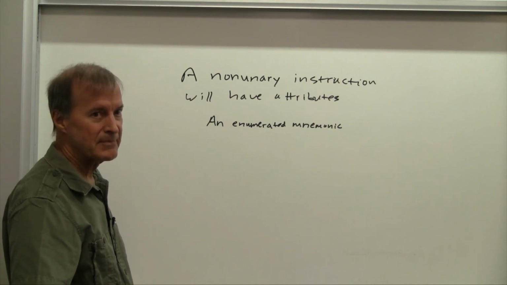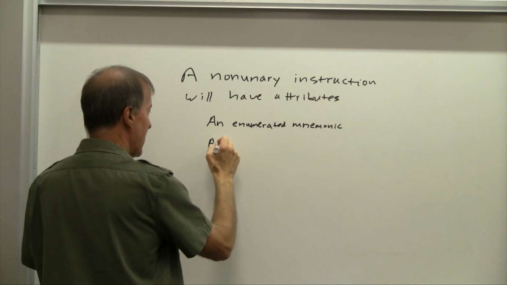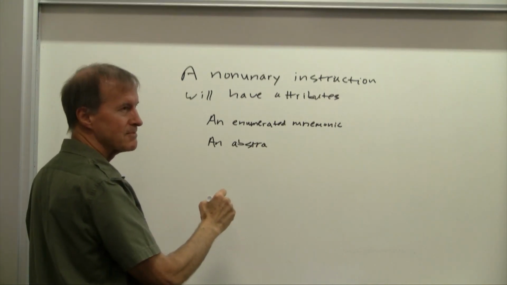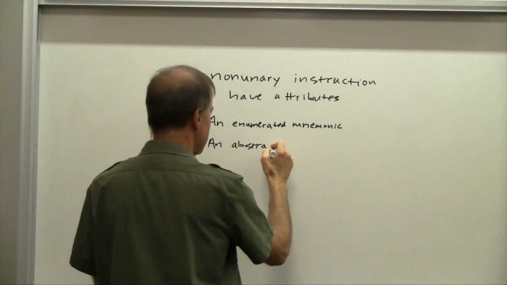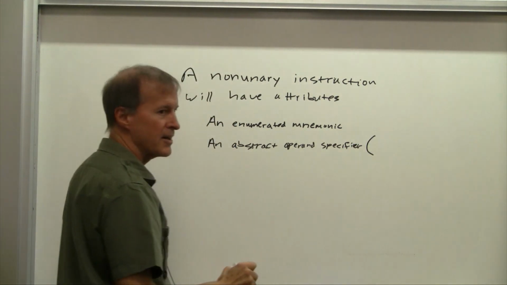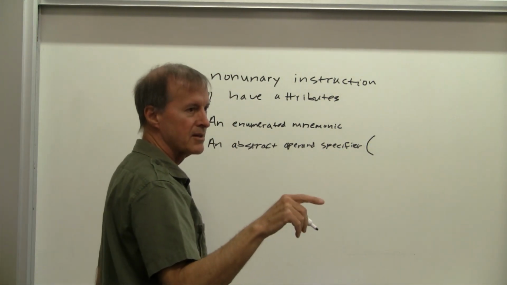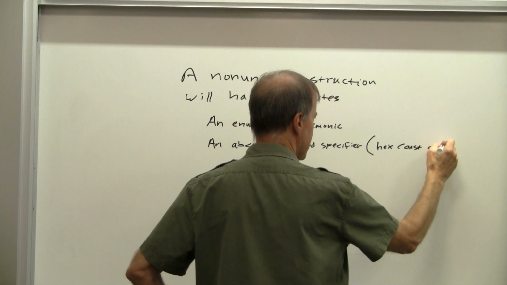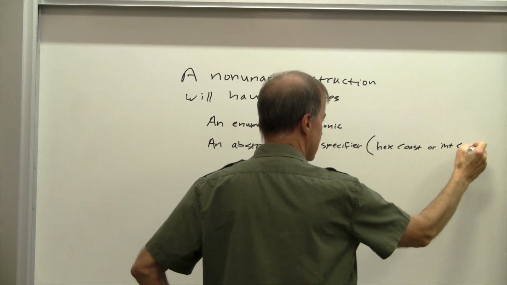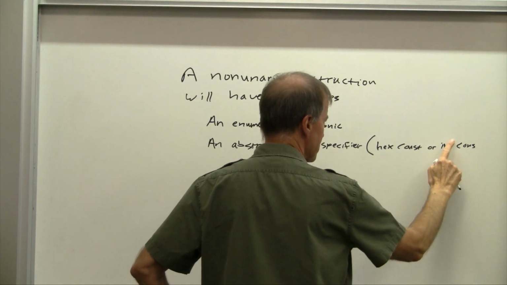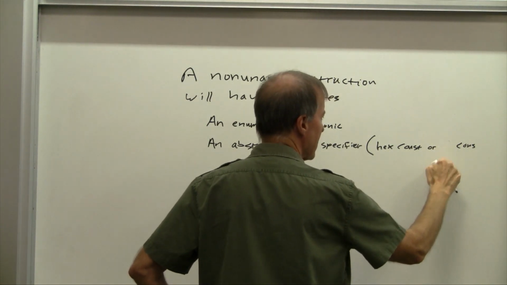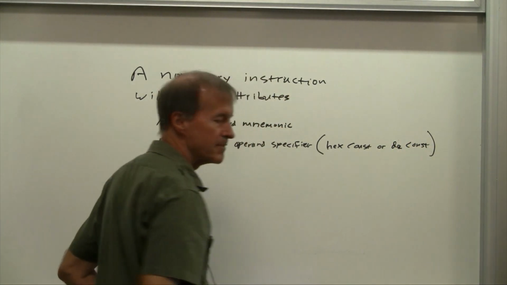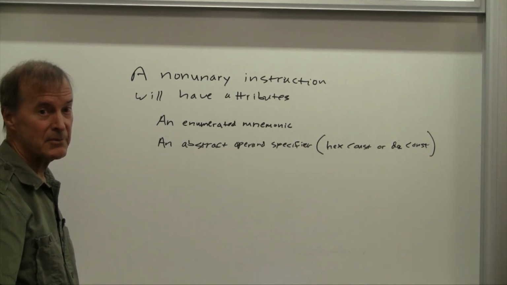What else will it have? It will have an abstract argument, or let's call it an abstract operand specifier, which will be either a hex const or an int const. Either way, you can call it what you want. I think we've been saying decimal const.